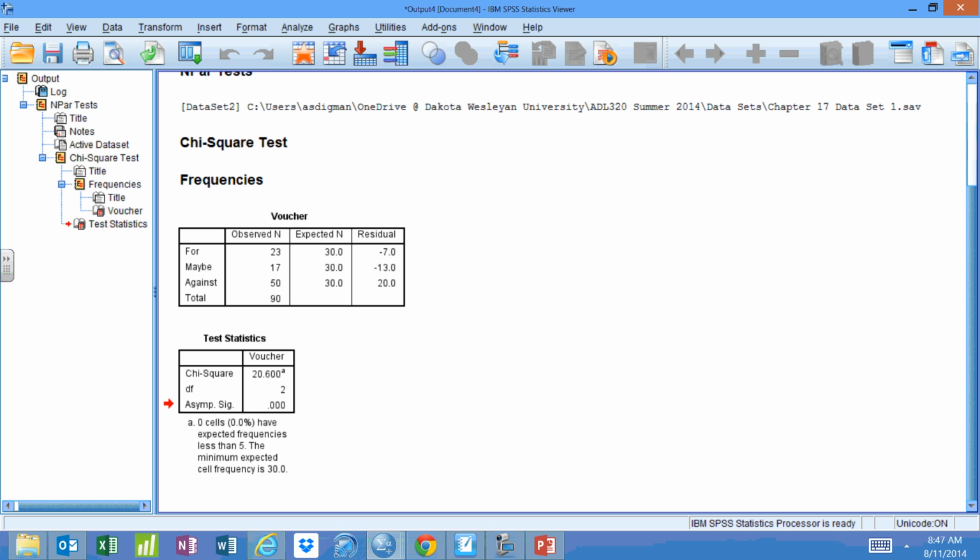You could follow this up with a couple T-proportion tests. You can compare the against to the for, or the against to the maybe, because notice how the maybe is much lower. It's got a very low residual, where the against has a very high residual. That tells me that those two probably have a pretty good gap in between them. So you could run a T-proportion test on those two to determine if those who are against is greater than those who chose maybe, and that type of thing.